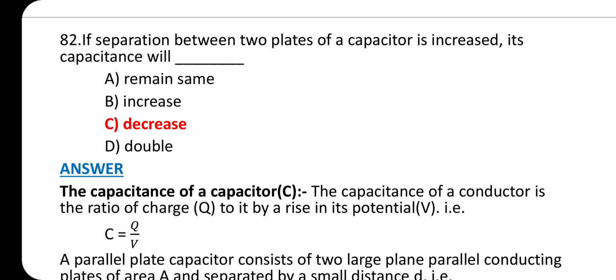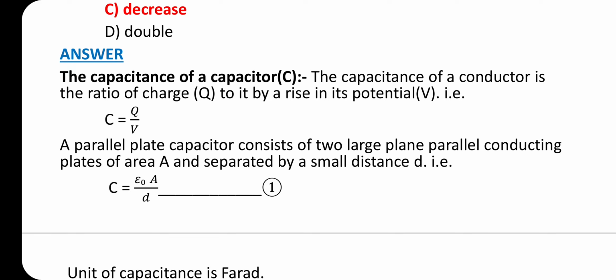82. If the separation between two plates of a capacitor is increased, its capacitance will decrease. The capacitance of a conductor is the ratio of charge Q to the rise in its potential V. That is, C equals Q by V.